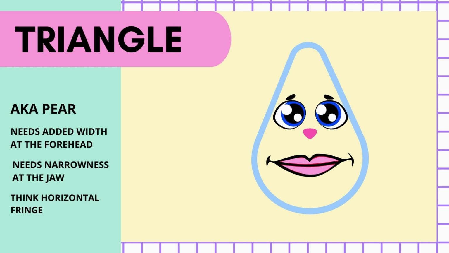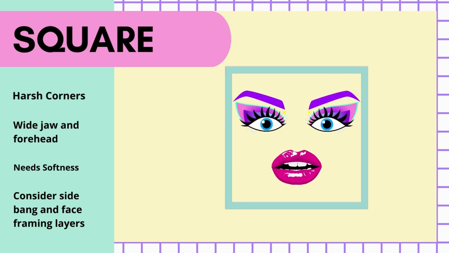So that pear-shaped face, we need to add some width at that forehead, so a strong fringe is really going to be a great solution there. The next facial shape is a square.